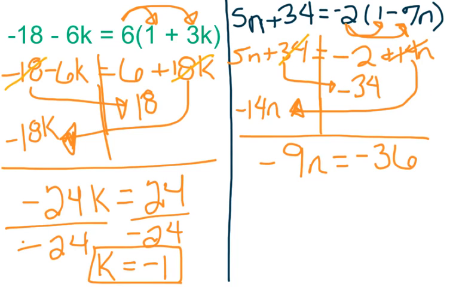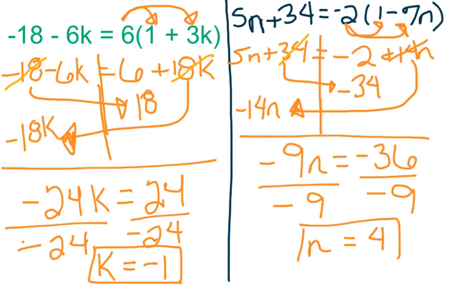Our third step now is to divide by the coefficient of the variable. Remember, the coefficient is the number in front. So our coefficient here is negative 9. So we're going to divide both sides by negative 9. Negative 9n divided by negative 9 is just n. That's exactly what we wanted. Equals negative 36 divided by negative 9 is positive 4. So your answer should have been n equals 4.